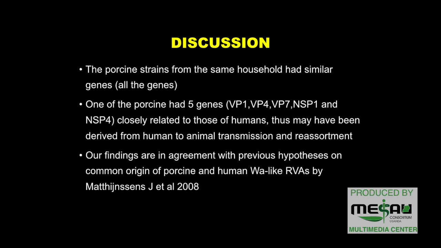And also, one of the pig strains had genes which are closely related to those of humans. So we think that they may have been derived from human to animal transmission. This one is similar to a previous hypothesis. It confirms a previous hypothesis made by one of the authors, Matt Jensen, in 2008, which says that pigs and human rotaviruses, which are wildlife, may have a common origin. So that is why when you do sequencing, you find that they are clustered together as nucleic sequences.